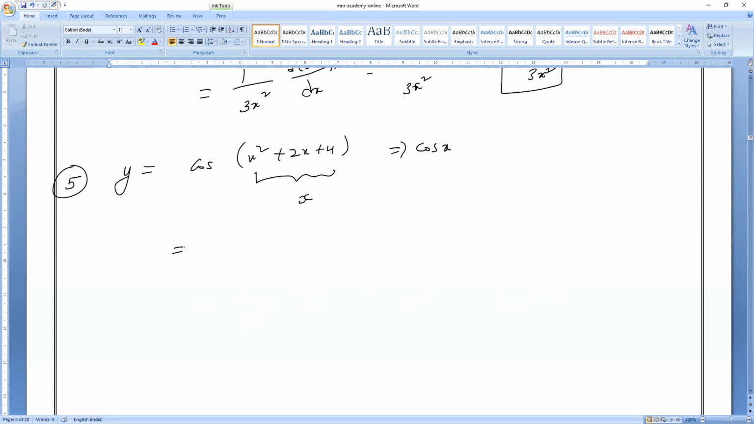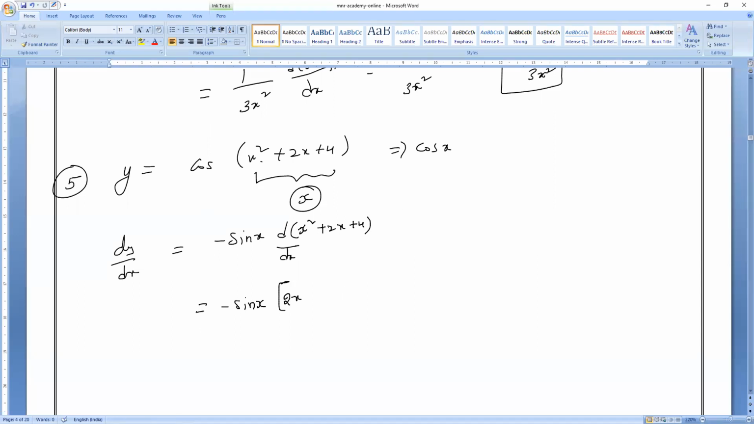So for cos x, what is the differentiation? dy by dx is equal to minus sine x, where x means x square plus 2x plus 4, into dy by dx of x square plus 2x plus 4. Do the differentiation now. Minus sine x, and the differentiation of x square, what will come? 2x. Purima? All of you? Yes, sir.